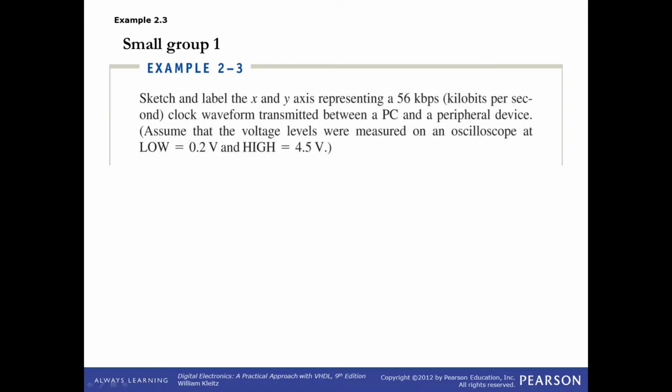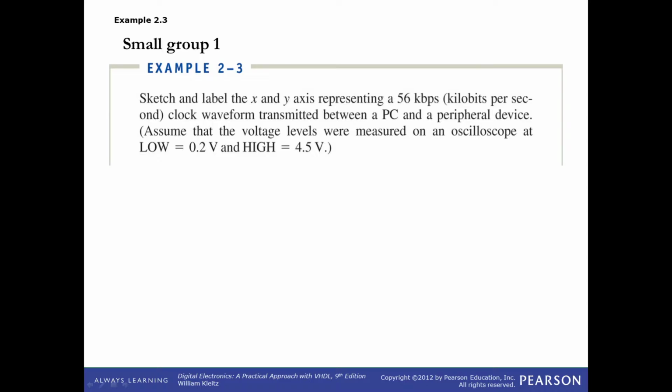So here's our first example that we'll solve. They want us to sketch and label, in that particular way of drawing out those diagrams where you have time on the x-axis, voltage on the y-axis. They want us to draw one of these diagrams representing a 56 kilobits per second. So they're giving us a frequency.